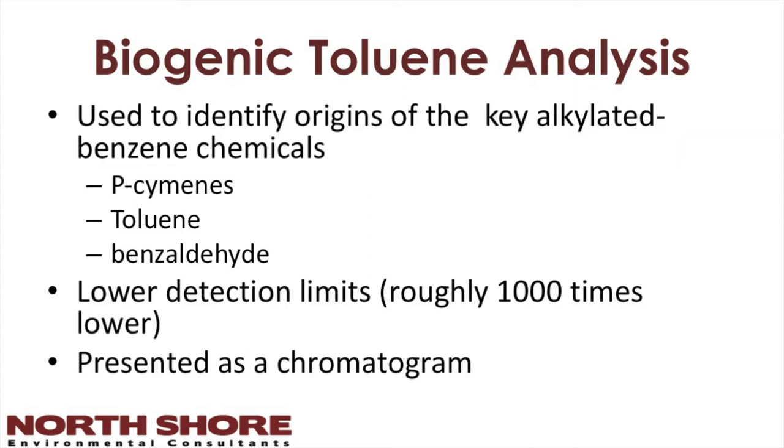So the biogenic toluene analysis will identify the origin of key alkylated benzenes, the p-cymenes, toluenes, and benzaldehyde, which are generally associated with the breakdown of vegetation. It also allows you to have a lower detection limit, roughly 1,000 times lower than what you'd get in a normal BTEX analysis. And it's also presented as a chromatogram.